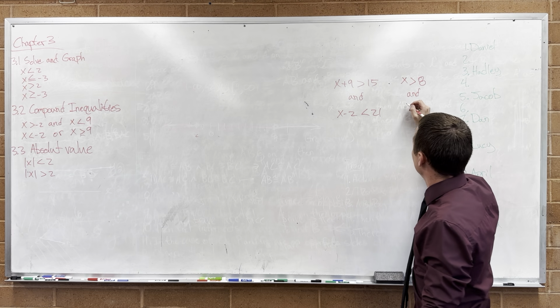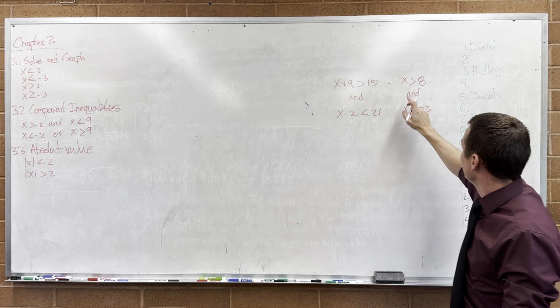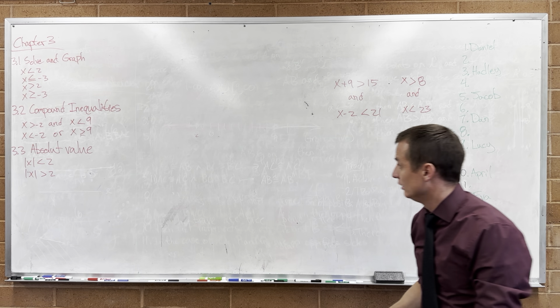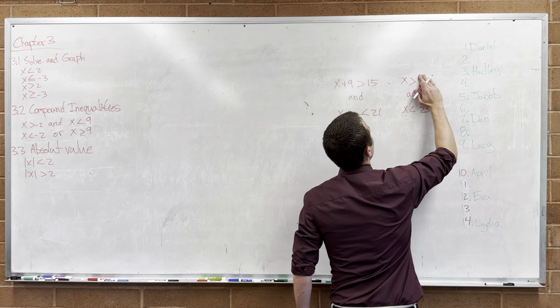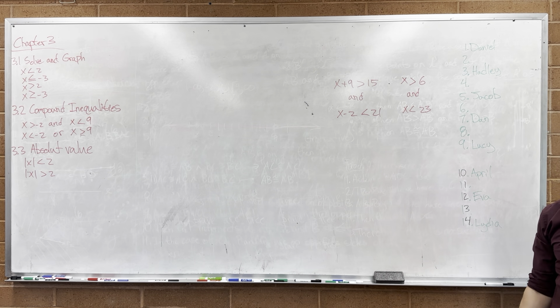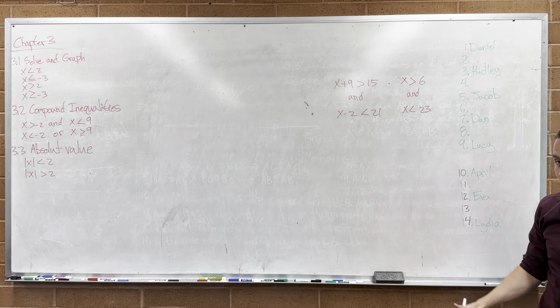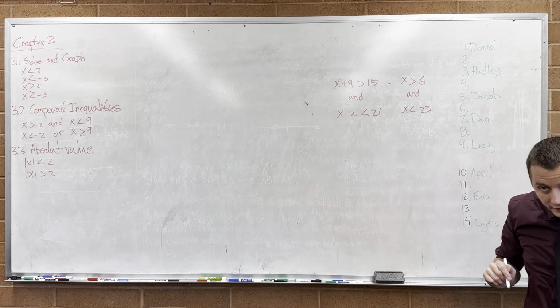Plus 2 to both sides. And so we get x is less than 23. So x is greater than 8 and x is less than 23. Shouldn't that be 6 and not 8? Yes, it should. Thank you. Good catch. So x is greater than 6 and x is less than 23.